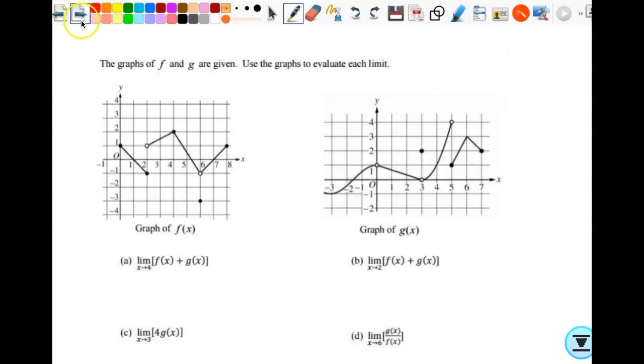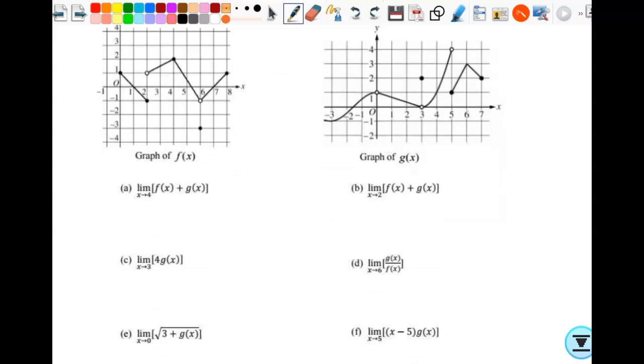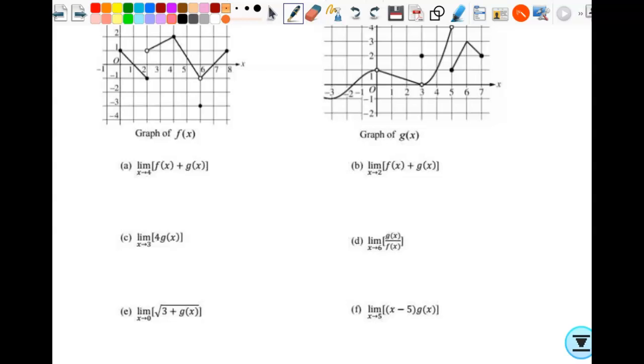Okay, so now we're going to apply them graphically. You have the graph of f of x. You have the graph of g of x. So I'm going to take the limit. We can take the limits separately here, right? So the limit of f of x as x approaches 4. Does that exist? Yes, and it is 2, right? Plus the limit of g of x as x approaches 4. Does that exist? Yes. What is it? 1. So your answer is 3.